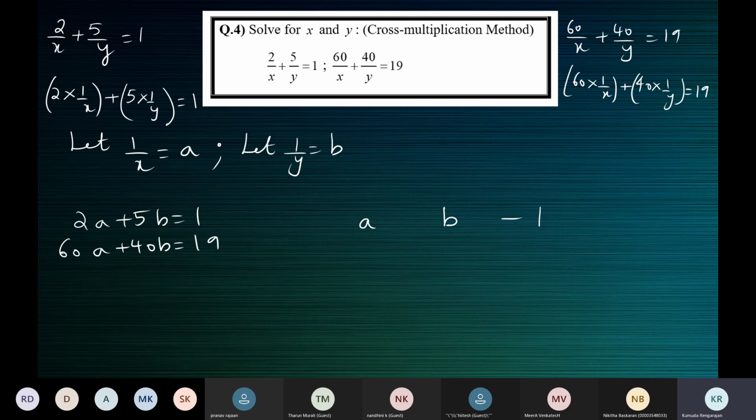Yes, all of you do it, let me see. I'm not showing you the answer slide. Complete it and tell me the values of a and b.